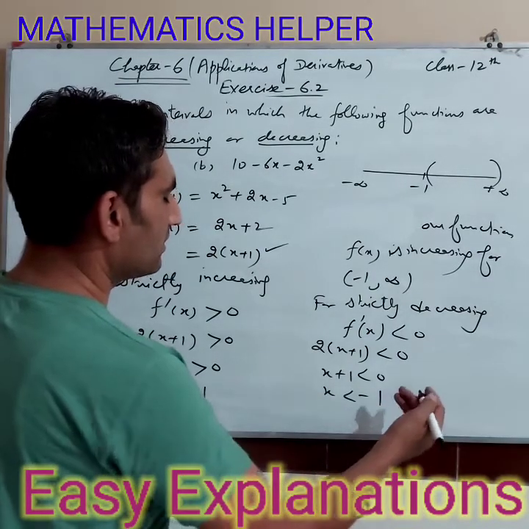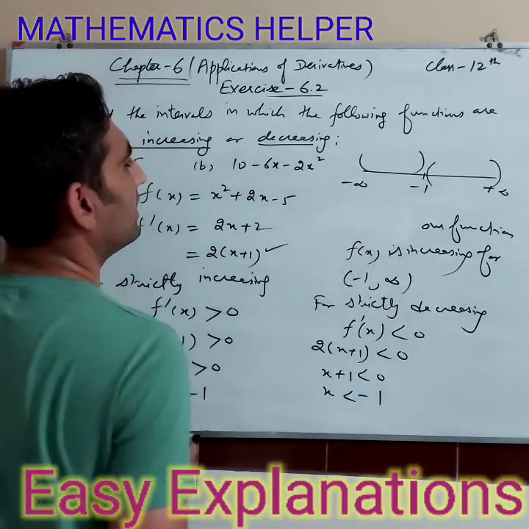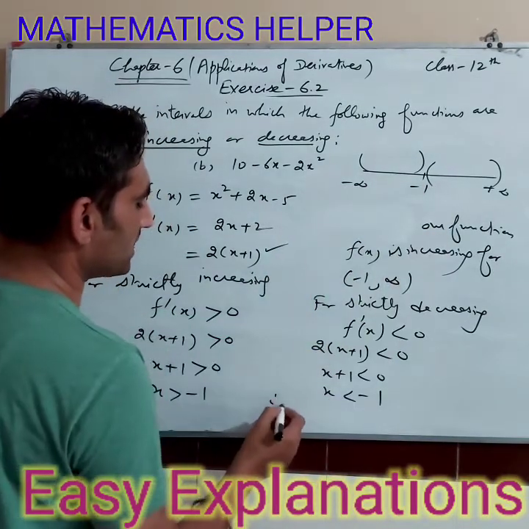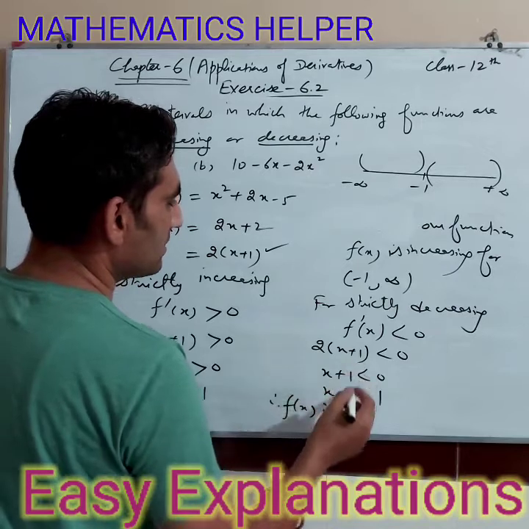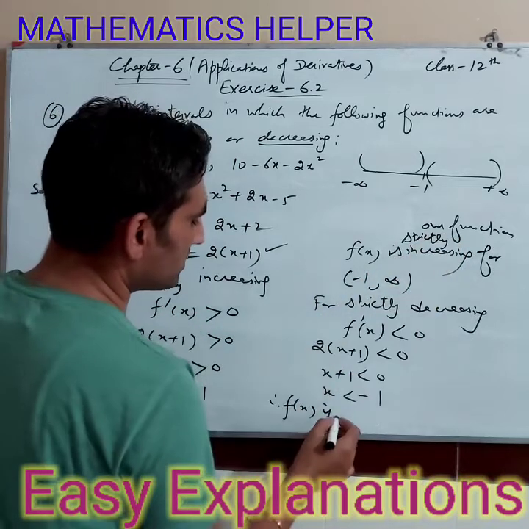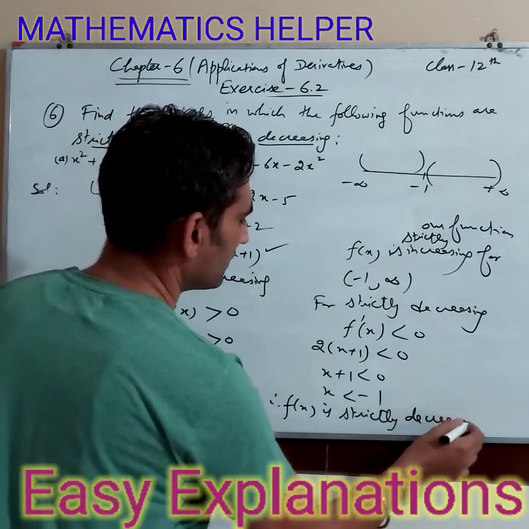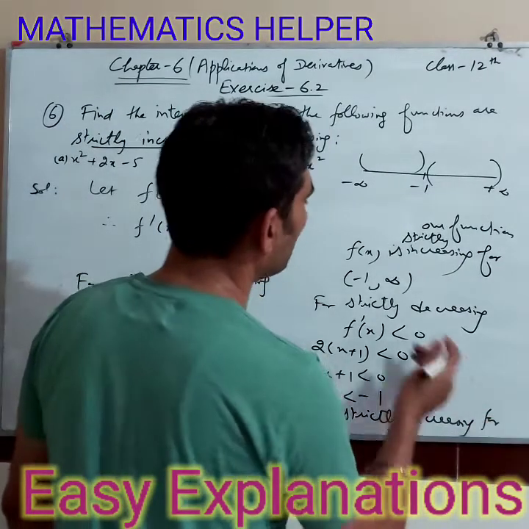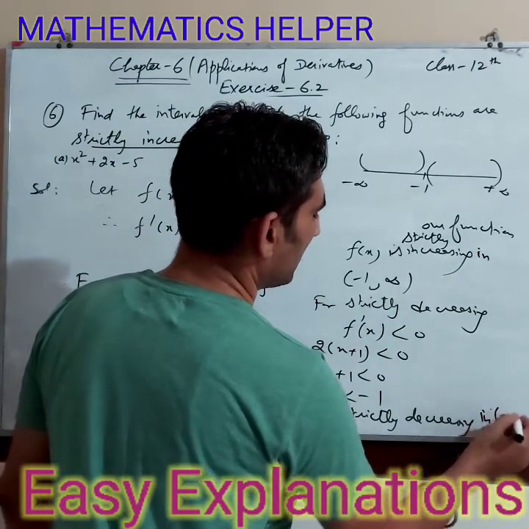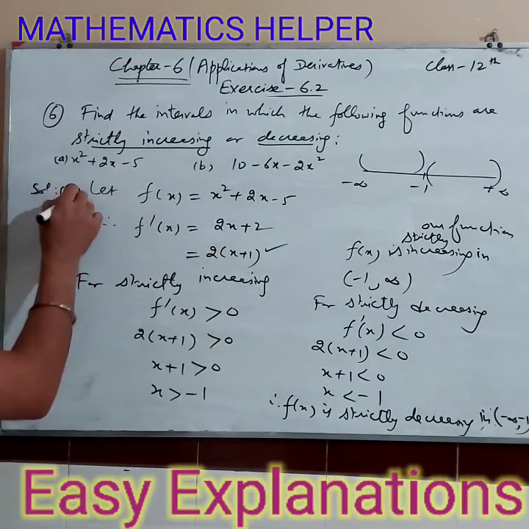Minus 1 is the value on the number line, but before this, what are the numbers? They are forming the gap between minus infinity and minus 1. So we will say therefore f(x) is strictly decreasing, don't forget to use the word strictly, here also strictly decreasing. In place of 'for' you can use 'in', in minus infinity to minus 1. So this is our first part of question number 6.